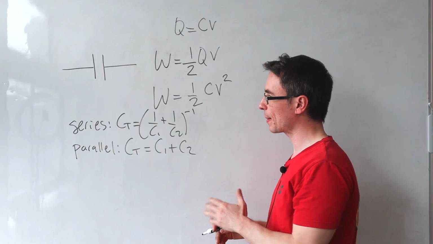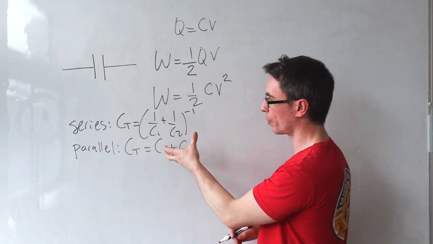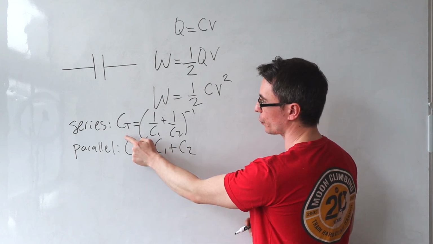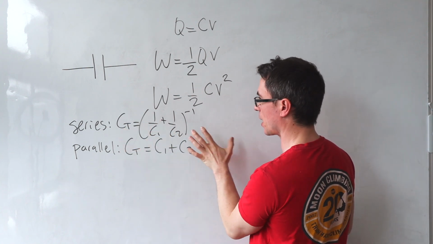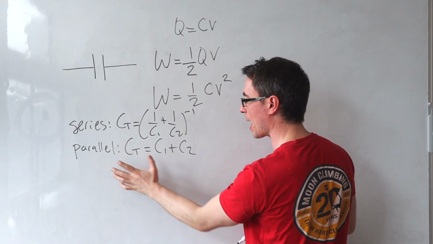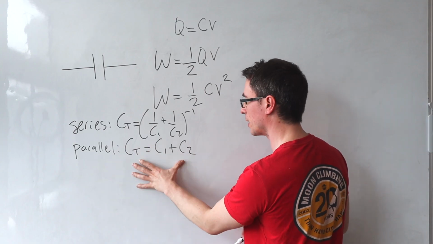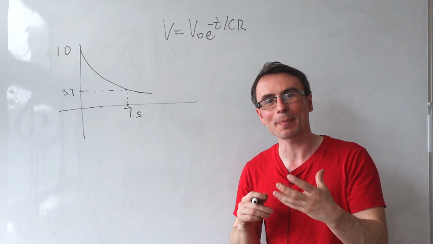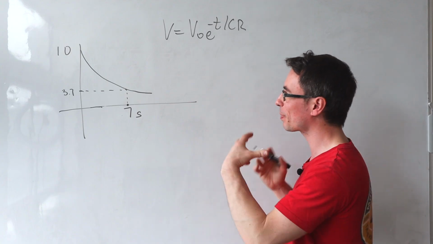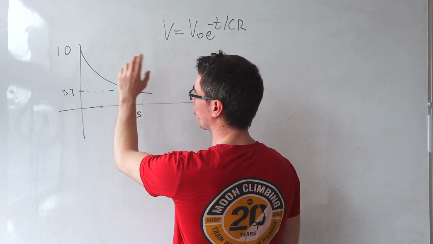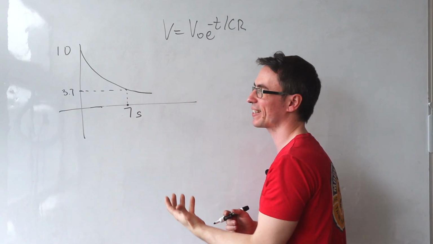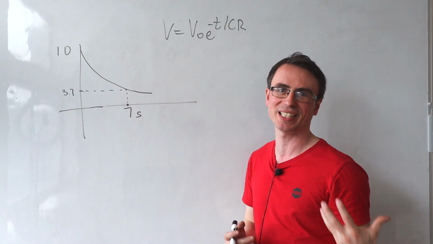We also add capacitors in the opposite ways to resistors. So in series, they're added by this expression, and in parallel, they're just added by this expression. The time constant of a capacitor is defined as the time taken for the PD across the capacitor to fall to around 37% of its initial value during discharging.